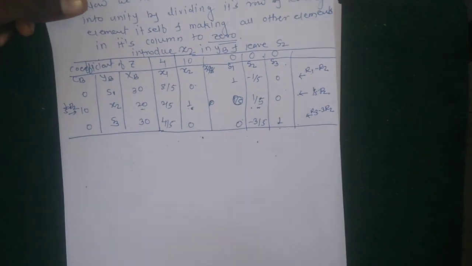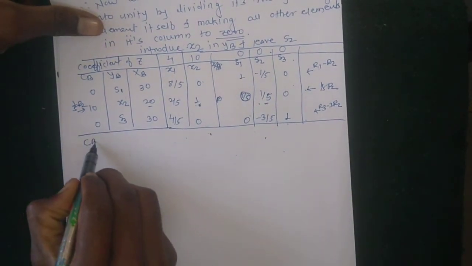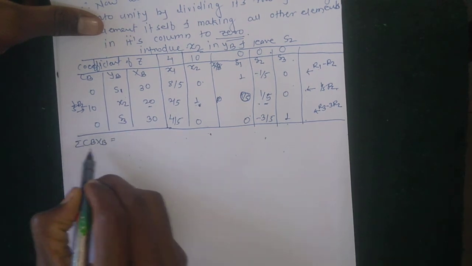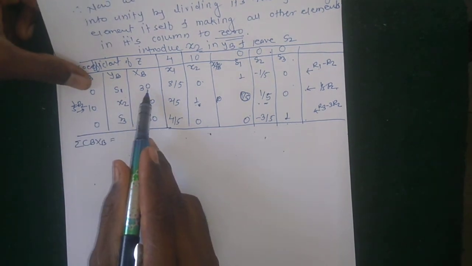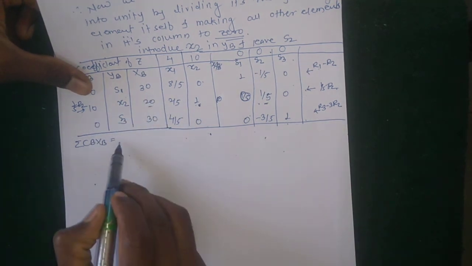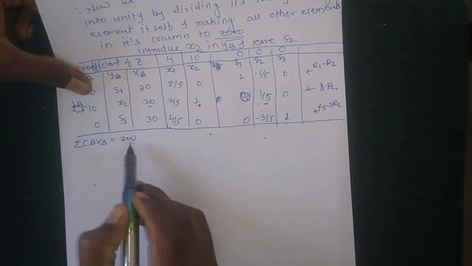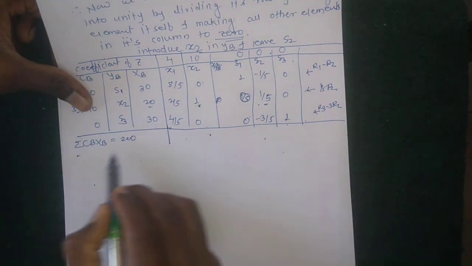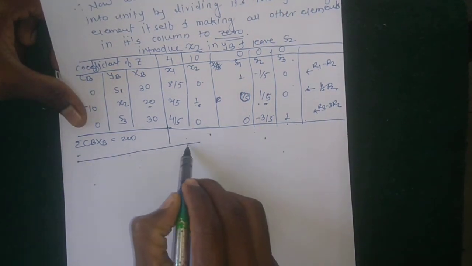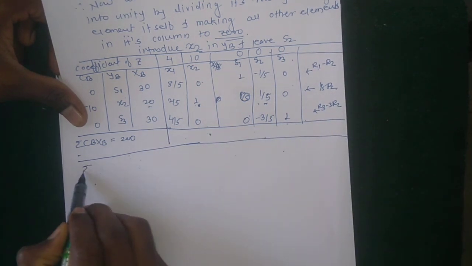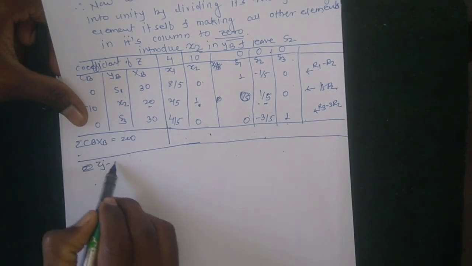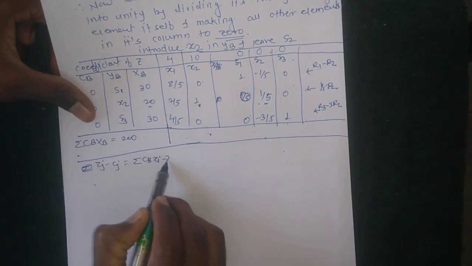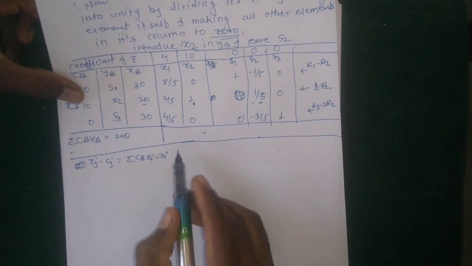Now to calculate the summation of CBXB: 0 into 30, 10 into 20, 0 into 30, the value is 200. Now we have to calculate Zj minus Cj, the summation of CBXi minus Xi.